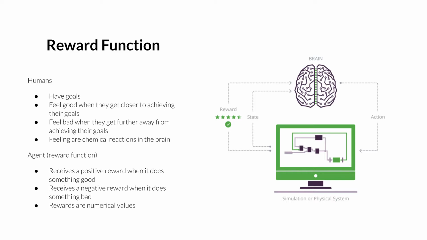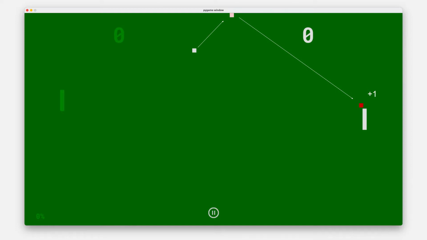Instead, we're going to look at the environment to determine whether or not it's doing well. If the agent does something we like, we give it a positive reward, and if it does something we don't like, we give it a negative reward. The function that calculates the agent's reward is called the reward function. In our game, there are two situations we need to consider when making our reward function.